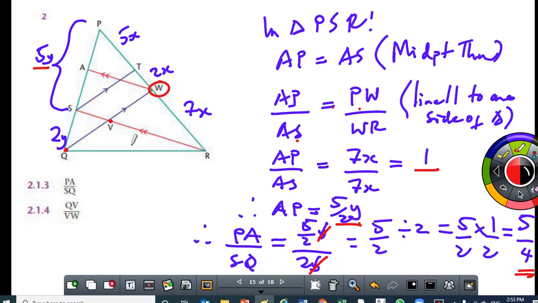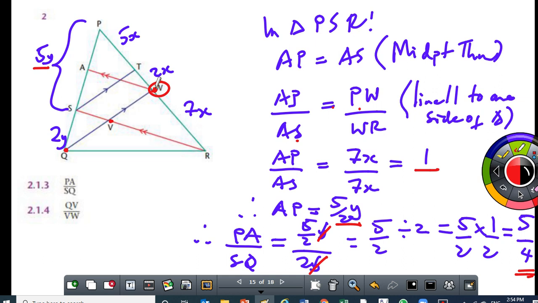So I want to find the ratio of QV. This is my Q, that's the V. VW, this is V, that's the W. So I need to find the ratio of those two. It's QV over VW. Now, if you look at this whole shape with the lines that are parallel, there are many triangles, there are more than 2 triangles that I can use the proportion theorem.